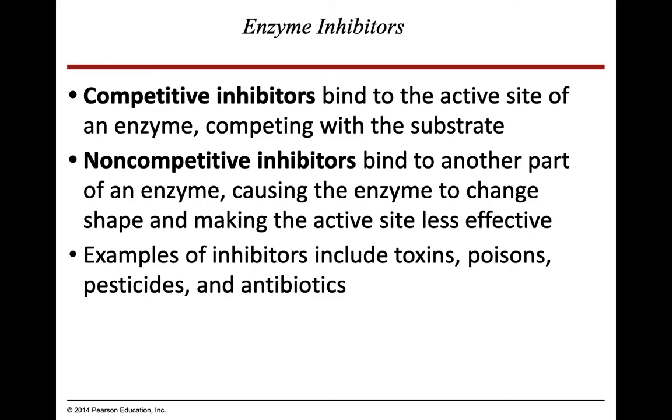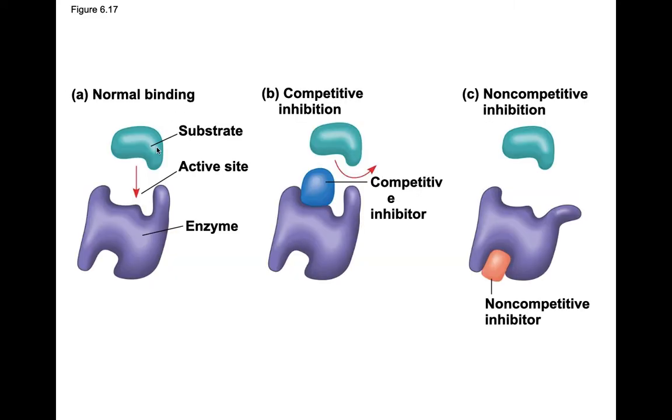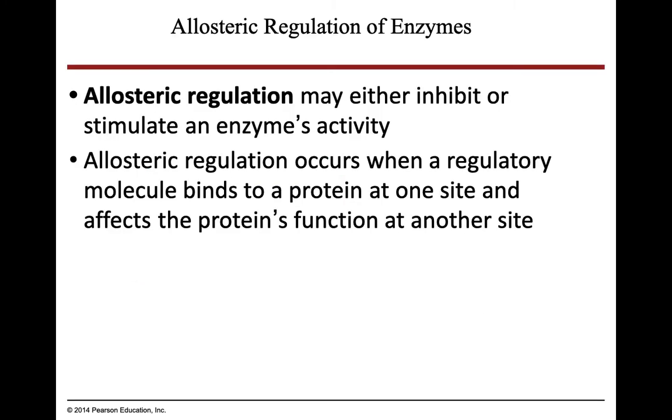A non-competitive inhibitor does the same exact product or result, but it often binds to another part of the enzyme, causing it to change shape and making it less effective. And these are all examples of things that can cause inhibition of enzymes. Remembering chapter 42 and bioaccumulation, toxins, poisons, and pesticides in the environment can make animals die because of their enzymes being turned off. Here's a good example of competitive inhibition and non-competitive inhibition.